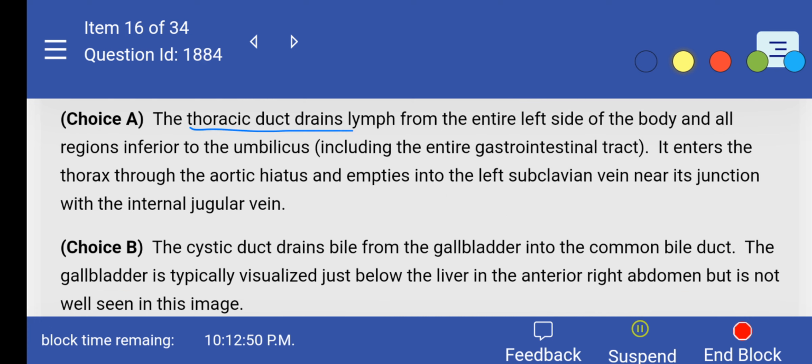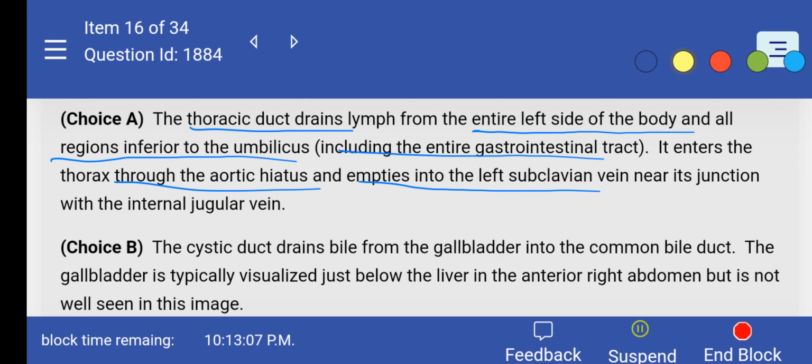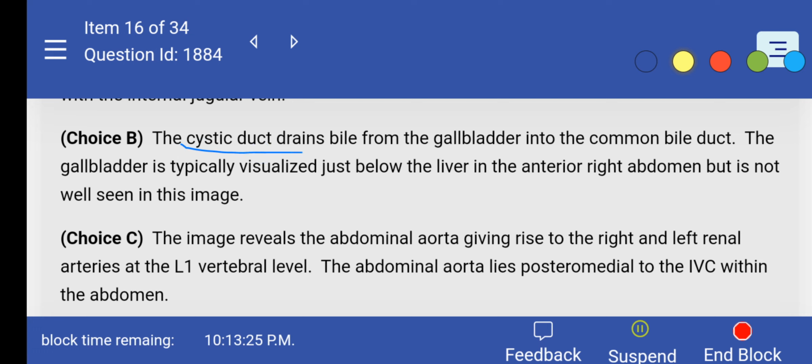The thoracic duct drains lymph from the entire left side of the body and all regions inferior to the umbilicus, including the entire GI tract. It enters the thorax through the aortic hiatus and empties into the left subclavian vein near its junction with the internal jugular vein. The cystic duct drains bile from the gallbladder into the CBD, the common bile duct. The gallbladder is typically visualized just below the liver, in the right upper abdomen, but is not well seen in this image.